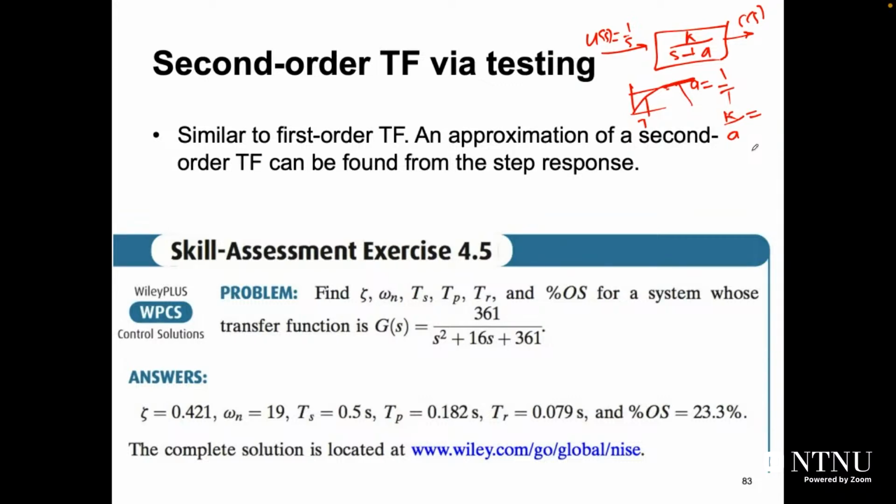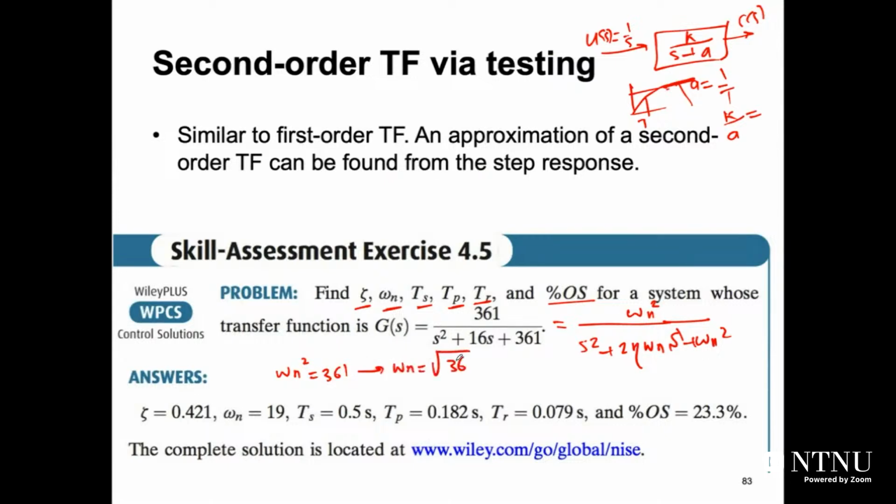So we have here a system. You have a transfer function, and for this transfer function, you need to find zeta, omega n, settling time, peak time, rise time, percentage overshoot for this system. Of course, this is easy, because this one, we will equate it with the general form, which is omega n squared divided by s squared plus 2 zeta omega n s plus omega n squared. By comparison, omega n squared equal 361. So omega n in this case will be square root of 361, which will be 19, right?